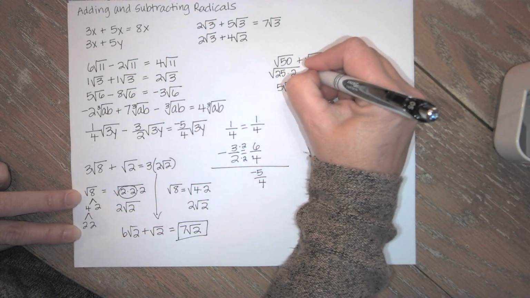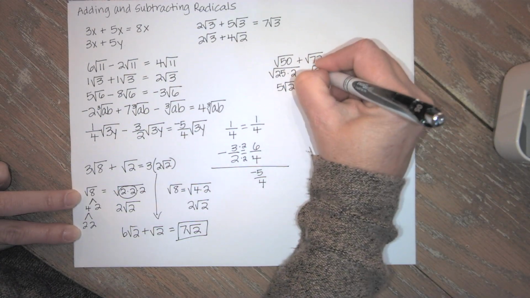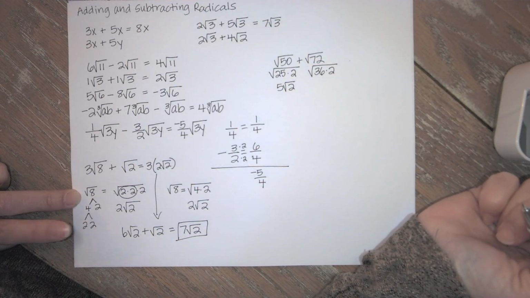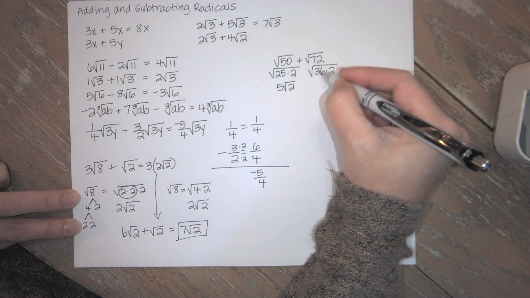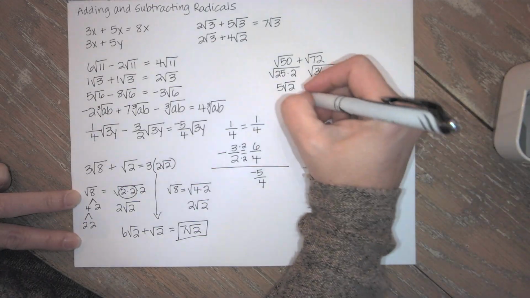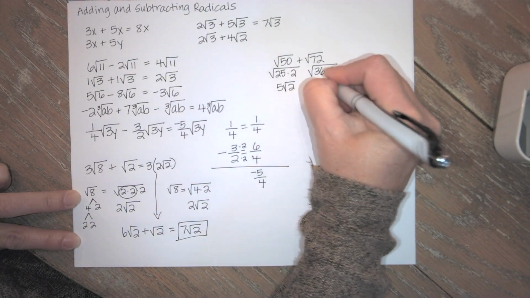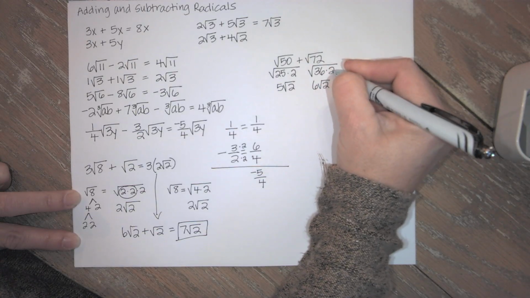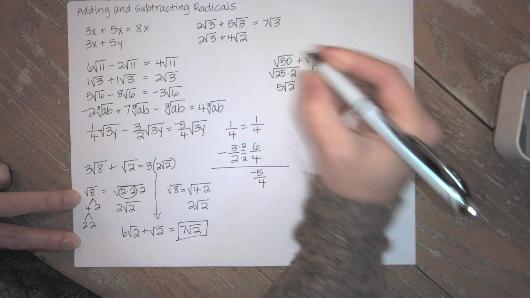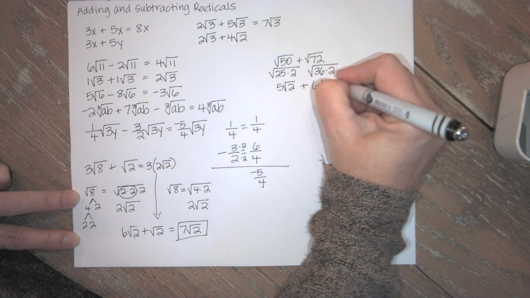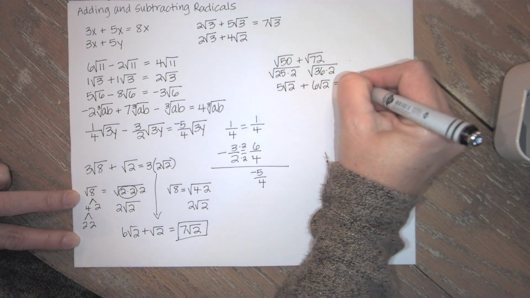For 72, I just so happen to know that 36 goes into 72 twice. 36 is the largest perfect square that would go into 72, and so that ends up being 6 square roots of 2. Square root of 36 is 6. The 2 is not a perfect square, so it stays underneath the radical. Then we can combine those and we get 11 square roots of 2.